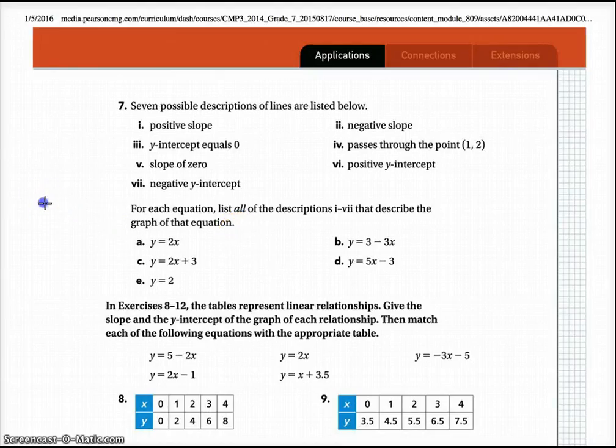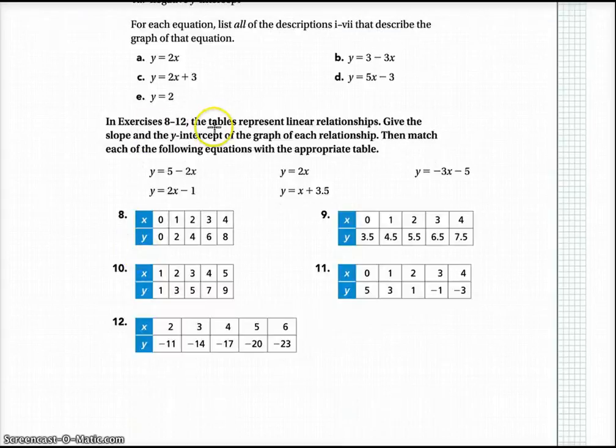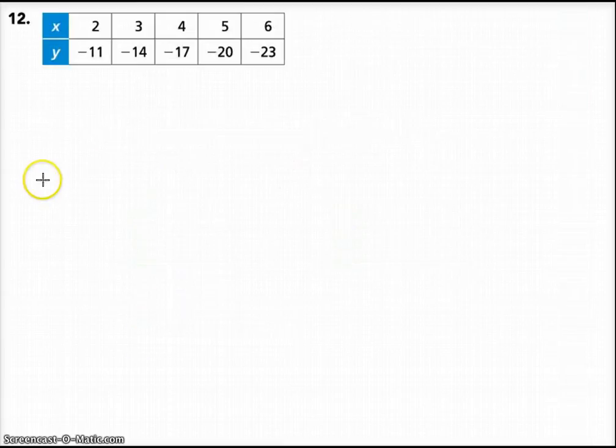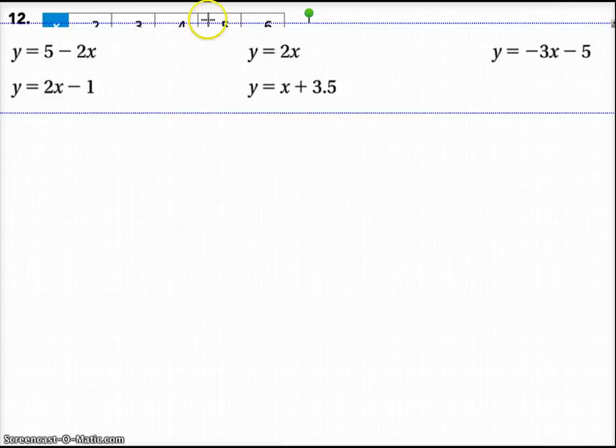says, in exercise 8 through 12, the tables represent a linear relationship, so they do represent lines. Give the slope, so one thing we need to find is slope, and the y-intercept. We've talked about y-intercept before, but we'll do it again. Then match each of the following with an equation. Okay, so this one, we got to match it to one of these equations. Okay, so we'll put it on the clipboard, and we'll put it here. Okay, cool.